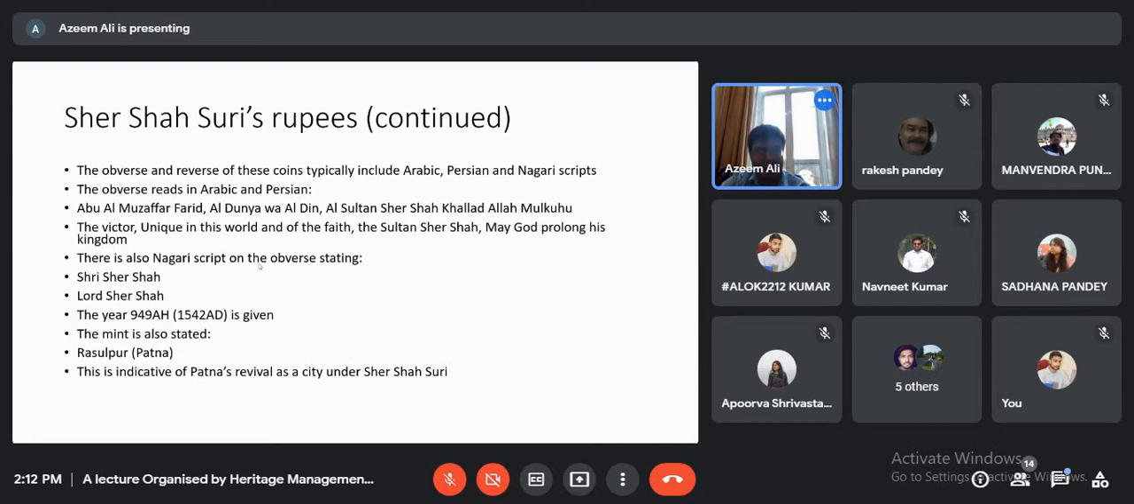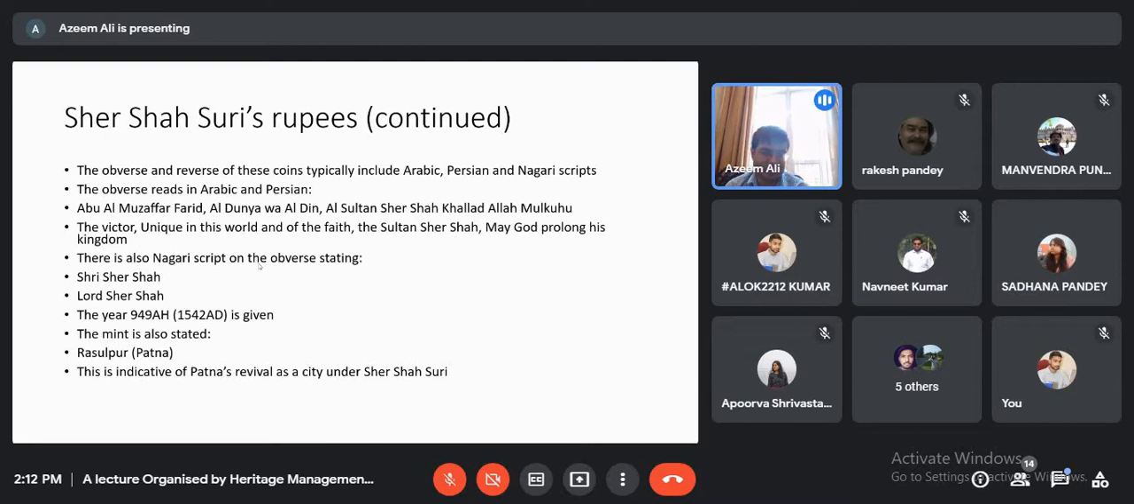And the obverse and reverse of these coins typically include Arabic, Persian, and Nagari scripts. So the obverse reads in Arabic and Persian, Abu al-Muzaffar Farid al-Dunya wa al-Din, al-Sultan Shah Khalad Allah Mulkahu, which means the victor, unique in this world and of the faith, the Sultan Shah. May God prolong his kingdom.